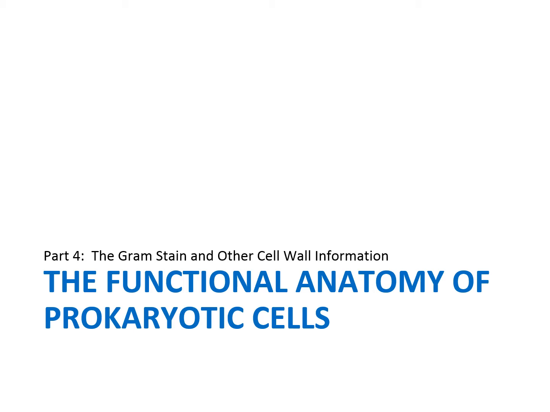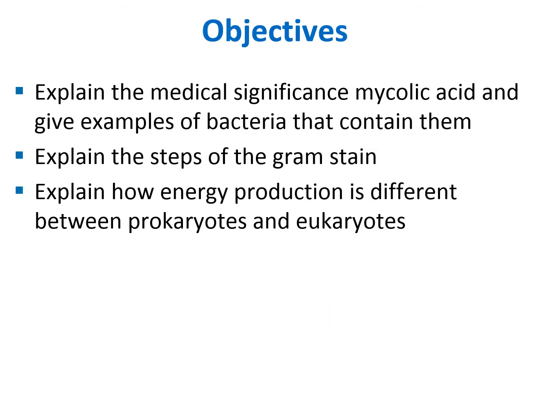In this video, we'll go through the steps of the Gram stain and how it distinguishes between types of cell walls. Then, we'll talk a little bit about another type of cell wall called the acid-fast. By the end of this video, you should be able to explain the medical significance of mycolic acid and give examples of bacteria that contain it. You should be able to explain the steps of the Gram stain and explain how energy production is different between prokaryotes and eukaryotes.